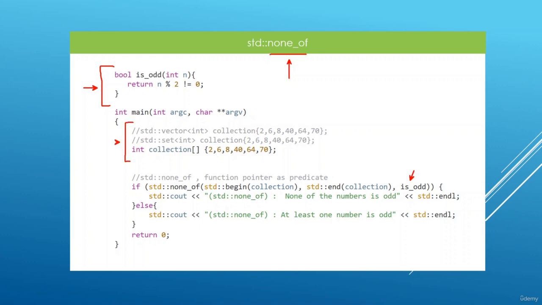We are going to use different kinds of collections here, and we're going to test and see if none of the elements is odd. If none of the elements is odd, we're going to put a message here, and if the test fails, we're going to fall down here. This is something you can do in your C++ programs, and this is really cool.